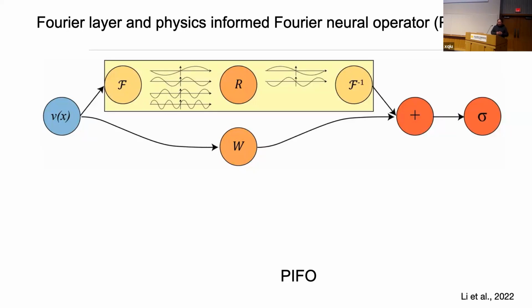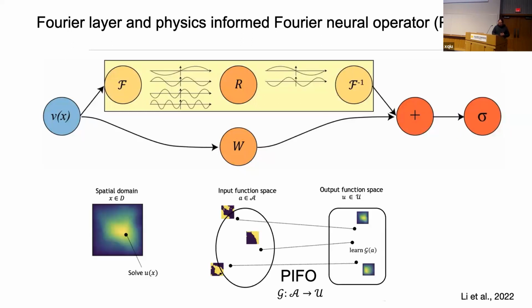transformation to generate different waves. And then we can take only the top modes, and then go through an inverse Fourier transformation, and then we can add this back to the original data after a linear transformation, similar to a residual net, and then go through the activation function. This is basically the key model behind this approach.